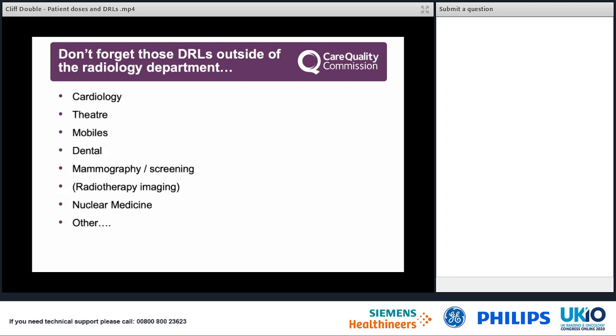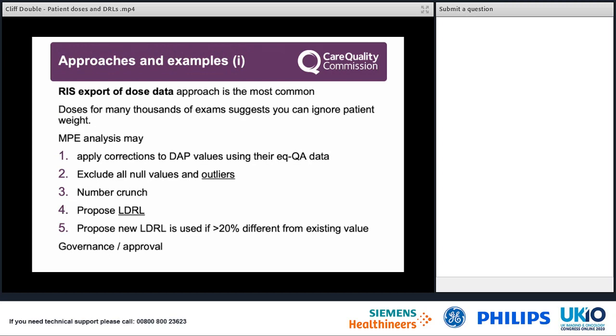So, how do you do it? The most common approach in my experience is that there will be a RIS export of dose data. This could lead to dose values for many thousands of examinations. But having thousands of examinations is good because it usually means you can ignore patient weight, which is one of the big variables determining the dose. But the MPE will help you.